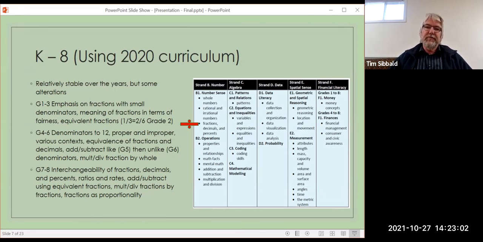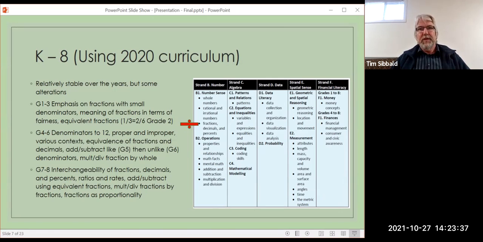In grade 7 and 8, there's a consolidation of skills, and there's a mixing of fractions, decimals, and percents. Ratios are in there. Rates get mentioned. Addition and subtraction gets routinized ideally, and it becomes more generalized. Multiplication and division of fractions is introduced. The concept of proportionality is introduced.